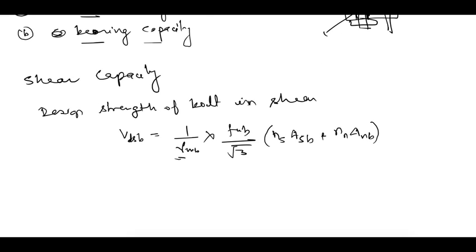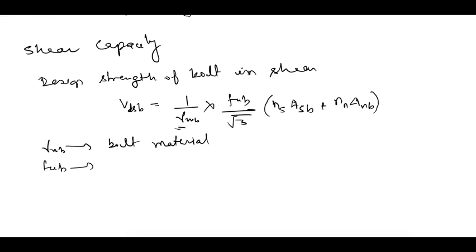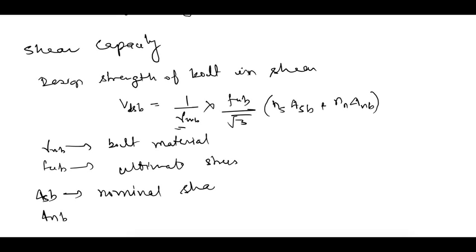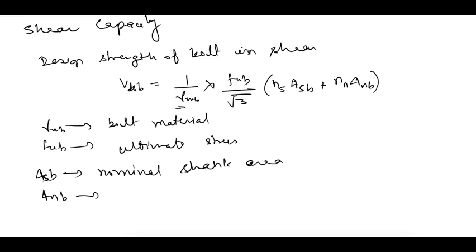So what are all those things? Gamma mb is the partial safety factor for bolt material, and fub is the ultimate stress of the bolt material. And ns, first let's see the Asb and Anb. Asb is the nominal shank area of the bolt, and Anb is the net area of the bolt at threads.